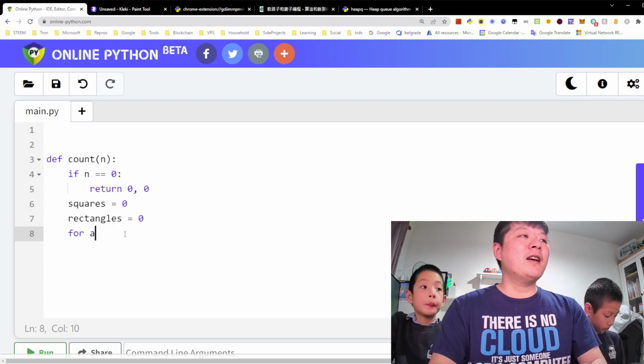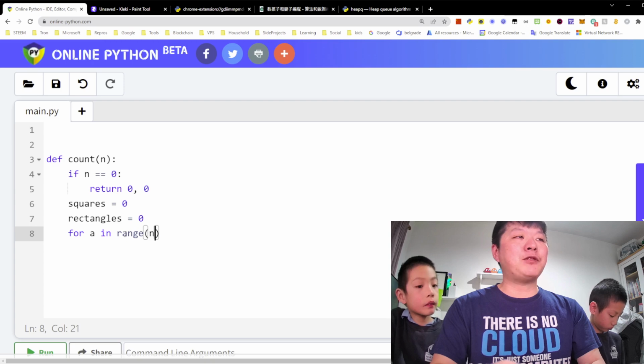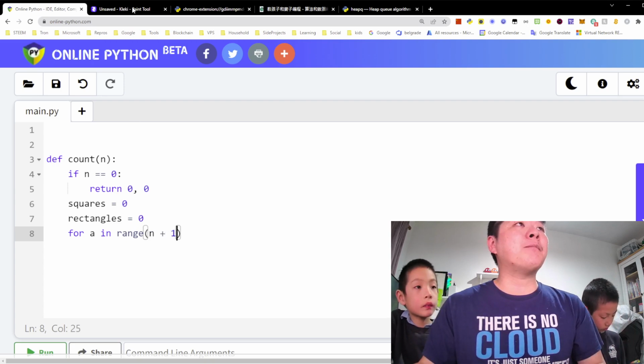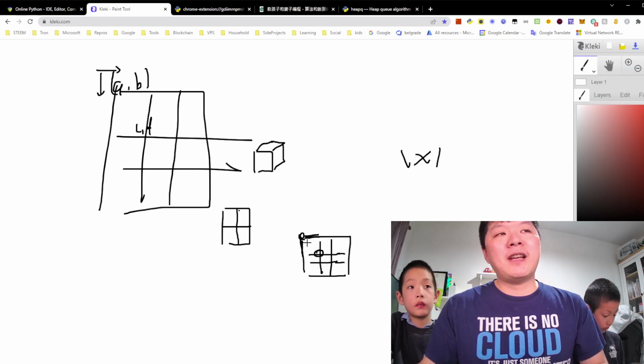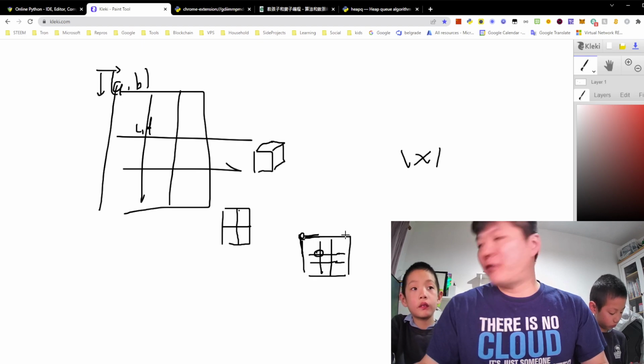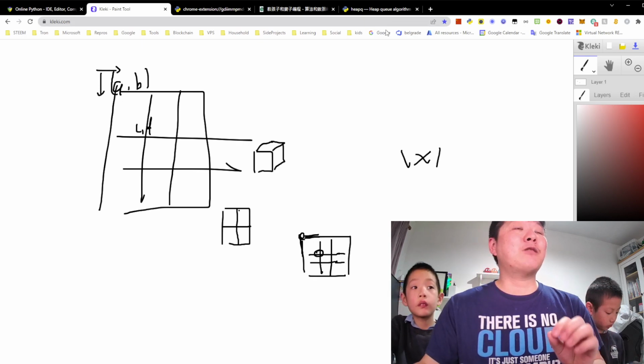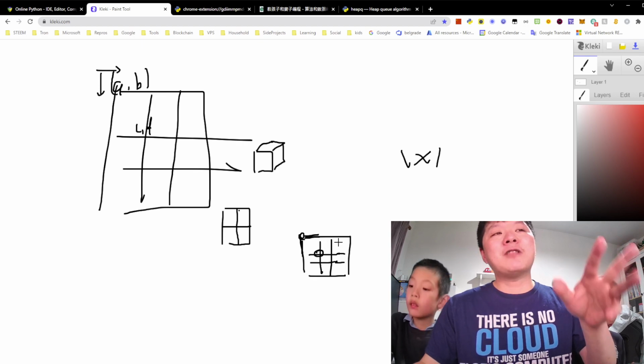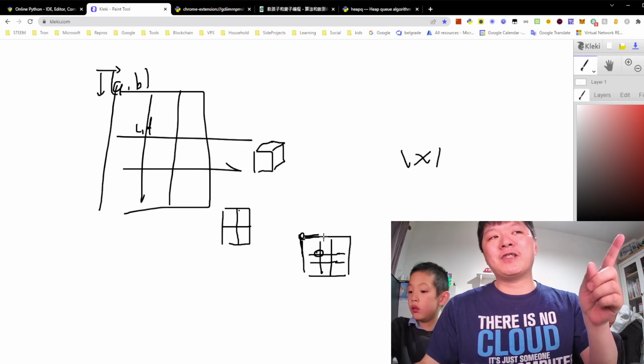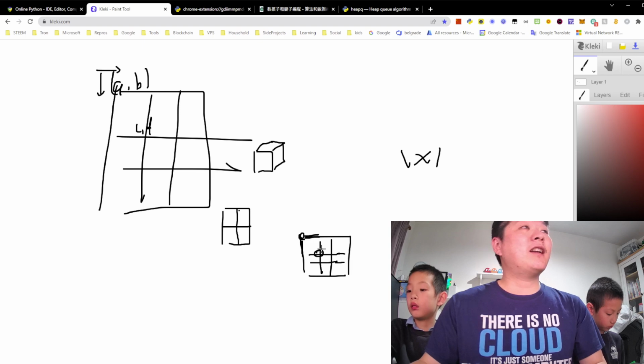Let's write for A in range up to n plus 1. Why is it up to n plus 1? Look, for the 3 by 3: 0, 1, 2, 3, right? It's up to n. Because it's a 3 by 3, n equals 3, there are actually 4 choices for the first one. There are 4 possibilities.